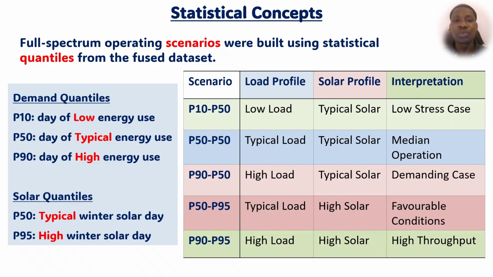So the scenarios were combined between P10 and P50. What we are trying to do here is combine a scenario of, let's say, a P10, which is a day of low energy use, with a typical winter day, whereby we have a typical GHI. Combining these gives us a low stress case. And the medium case, a day with typical energy use and a day with typical solar availability, will give us a median operation.